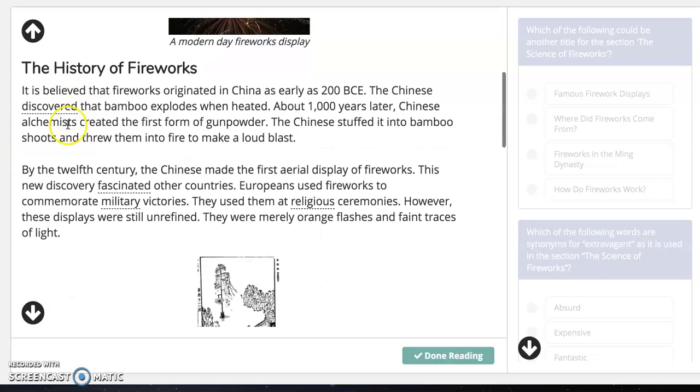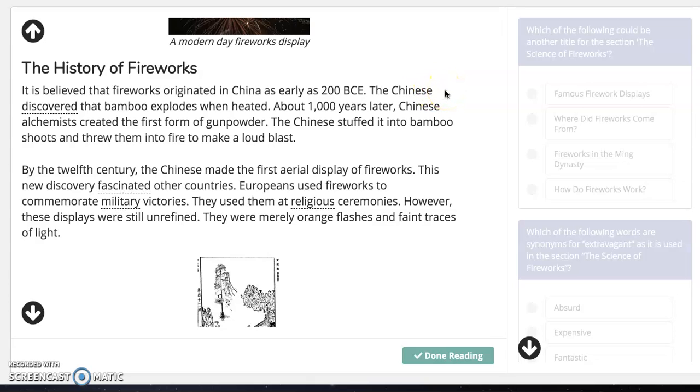Now down below, we have a heading. This heading is usually bigger than the rest of the text, and it's usually a darker color. It's in bold, and that tells us what the next section is going to be about. So our next section is going to be about the history of fireworks.